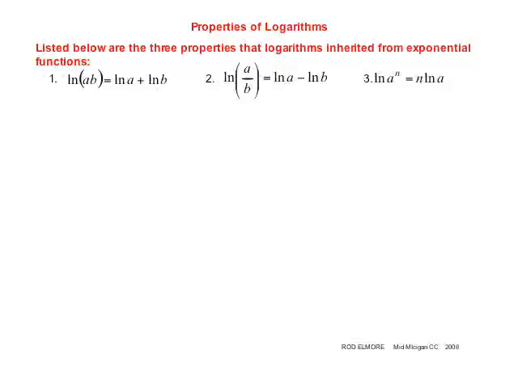Properties of logarithms. Listed below are the three properties that logarithms inherited from exponential functions. These are all in the ln form, but they just as well could be written as log. Number 1, ln of a times b equals ln of a plus ln of b. 2, ln of a divided by b is equal to ln of a minus ln of b, and 3, ln of a to the nth is equal to n ln of a.